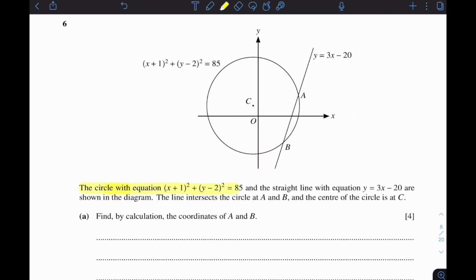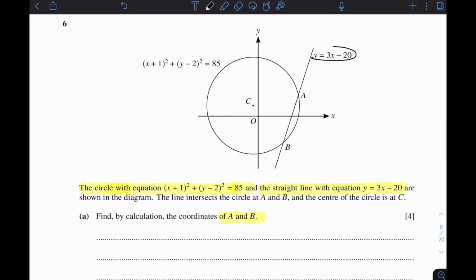x plus 1 whole square, and a straight line whose equation is given as y equals 3x minus 20. It intersects at A and B. We need to find the coordinates of those two points. Okay, so we can apply the condition for simultaneous equations.